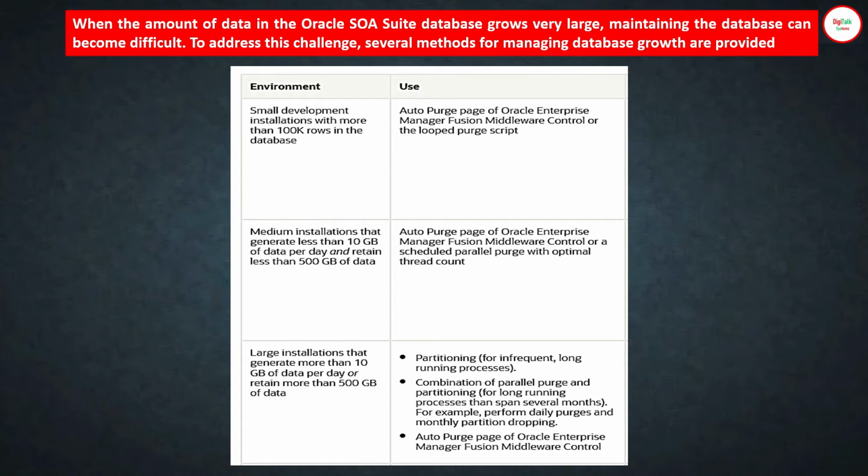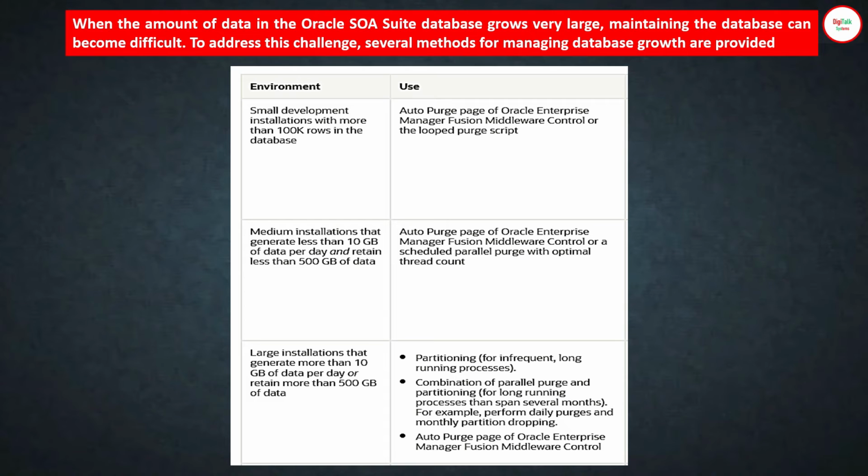Small development installation, that is, with fewer than 1000K rows in the database, then you go for the small profile. But if you are expecting that your database growth will be less than 10 GB of data per day and you retain less than 500 GB of data in total, that means the total data you are going to retain in the database would be 500 GB and per day growth will be less than 10 GB, in that case you can use a medium profile.